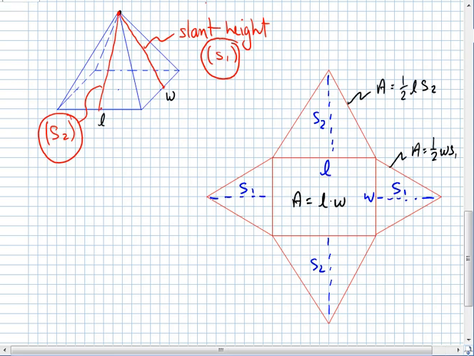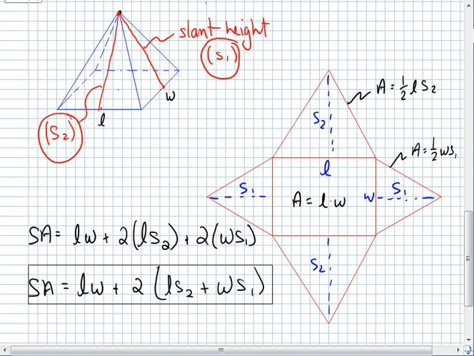Okay, hopefully you stopped and figured this out on your own. The area of the base is just length times width, that's easy. Each triangular face is just half times the base times the height, or half times the length times S2 for this example over here, or half times the width times S1 for that example there. But we have two of each, so I'm going to multiply each of those by 2 to get the total surface area. So the final answer is going to look like this, and it's going to look like that in factored form at the bottom there. I factored out the 2 from those last two terms. You get the idea.